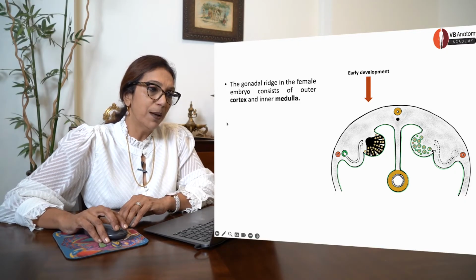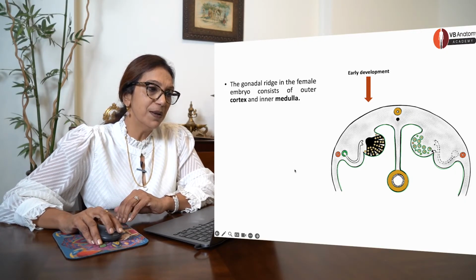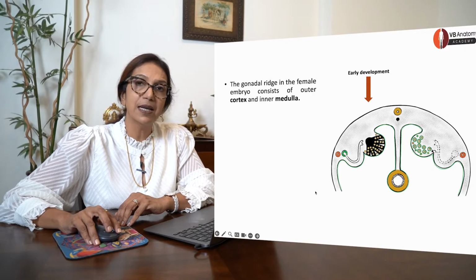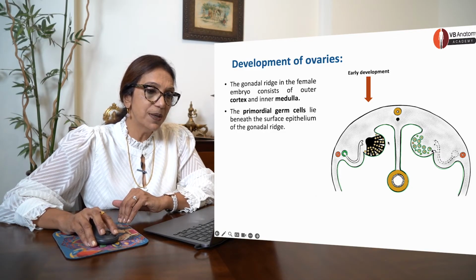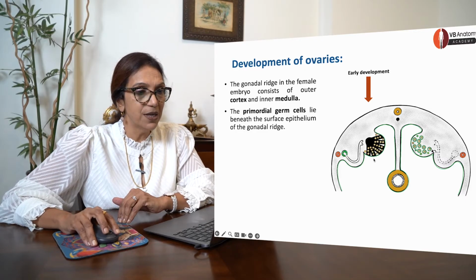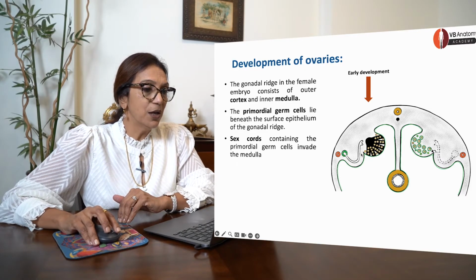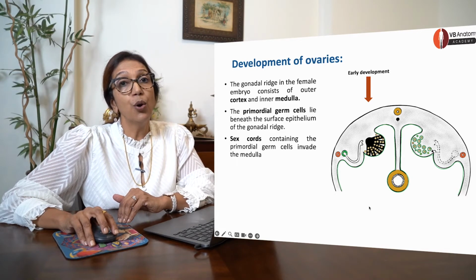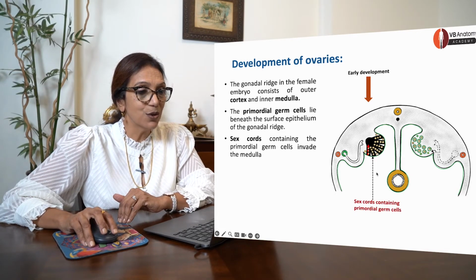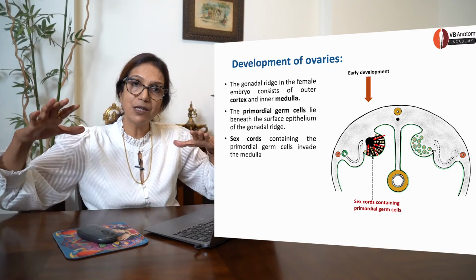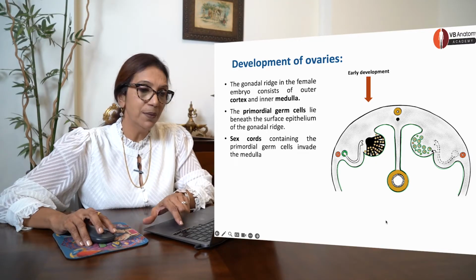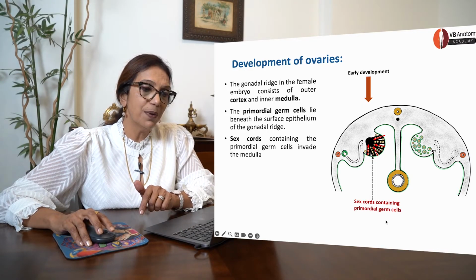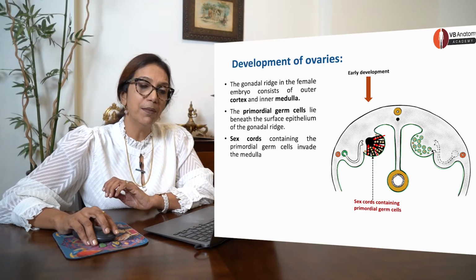Right, so now what happens? The gonadal ridge in the female embryo consists of outer cortex and inner medulla. For development of the ovary, the primordial germ cells lie just beneath the surface epithelium of the gonadal ridge. They begin to produce what is called sex cords. You can see the sex cords here. Can you see them? All the sex cords migrate from the cortex to the medulla. You can see them here just one more time. All the sex cords have started to migrate from the cortex into the medulla.